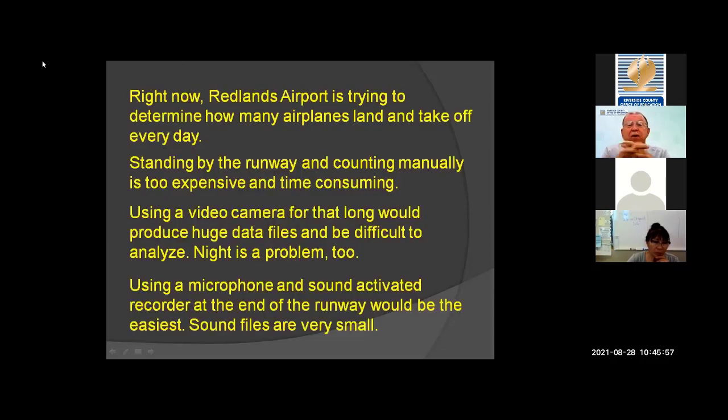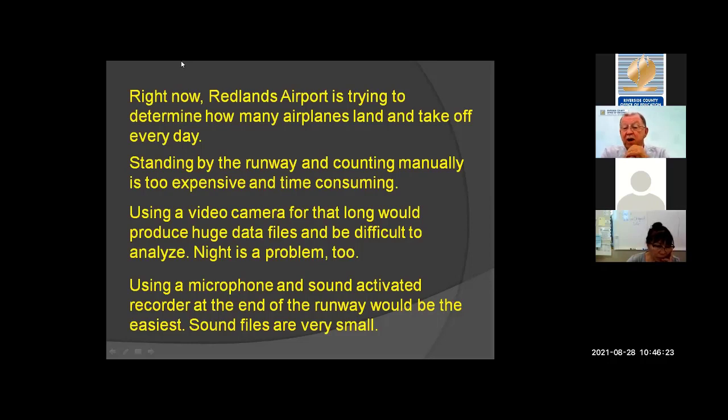Right now, Redlands Airport, where I happen to be sitting, is trying to determine how many airplanes land and take off every day. We're trying to figure out how some noise issues are going. If you're trying to count the airplanes, because this is what your job is today, if you stand by the runway and count them manually, it's going to cost way too much money. It's way time consuming. And you're going to have to stand out there 24 hours a day for a couple of weeks to probably get a reasonable average.